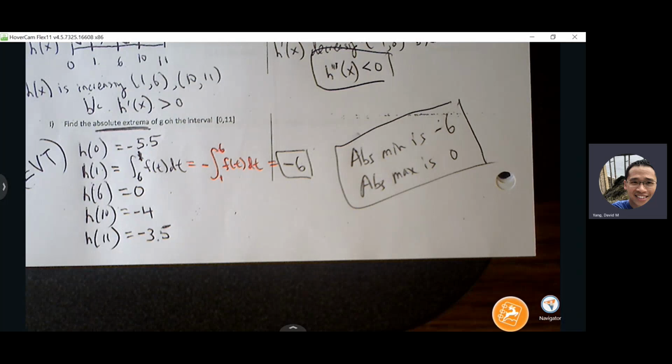And then finally, we have all of these options in front of me. These are all the candidates. I'm just picking off the highest and lowest y value. Highest y value is 0. Lowest y value is -6. So those are my absolute max and absolute min.